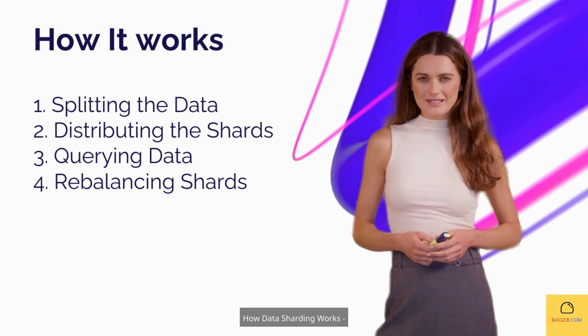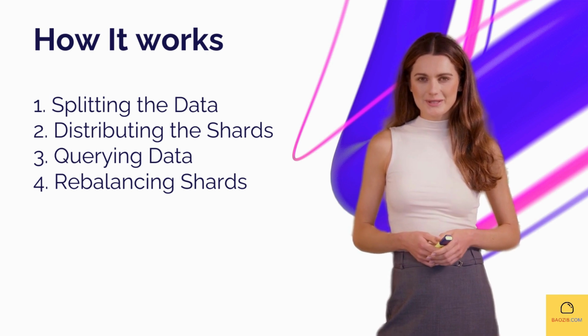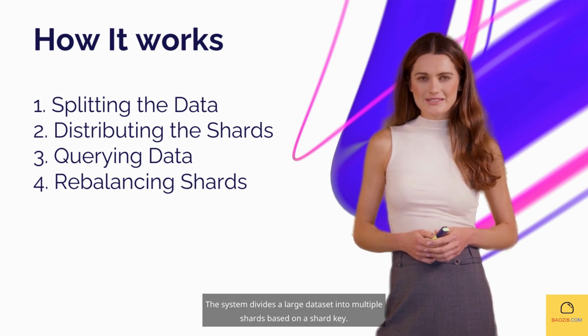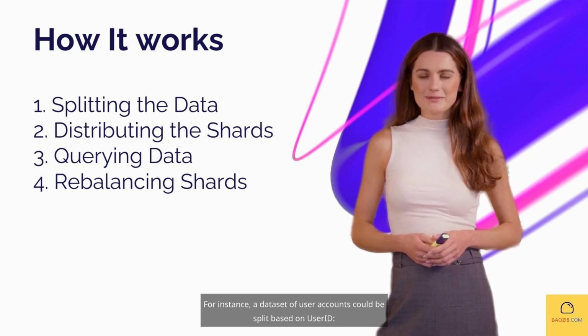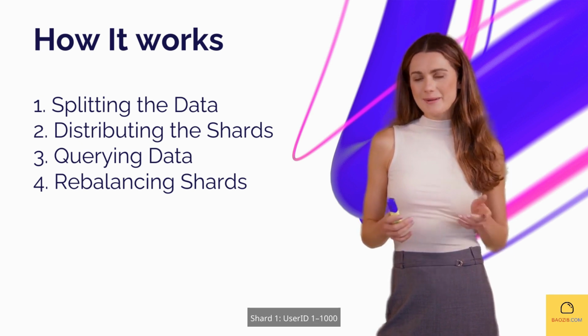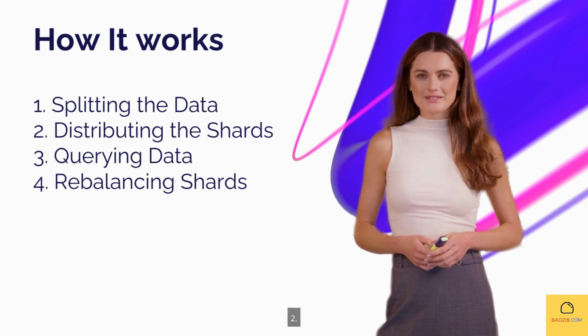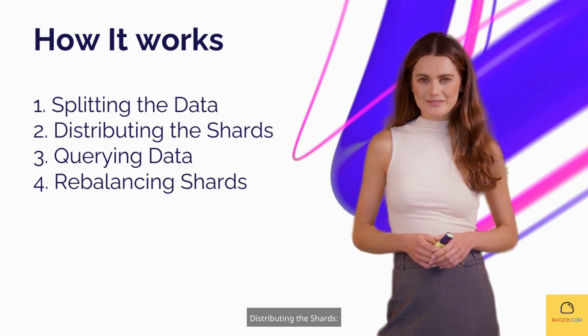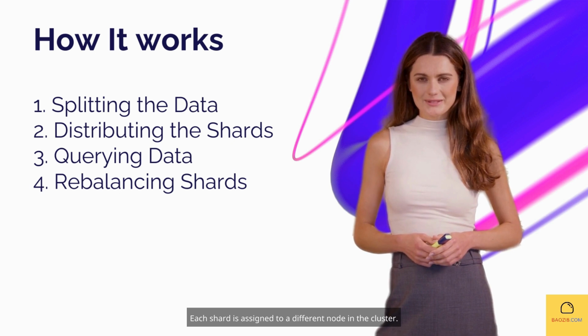How data sharding works. 1. Splitting the data. The system divides a large dataset into multiple shards based on a shard key. For instance, a dataset of user accounts could be split based on user ID. Shard 1, user ID 1 to 1000. Shard 2, user ID 1001 to 2000. 2. Distributing the shards. Each shard is assigned to a different node in the cluster.